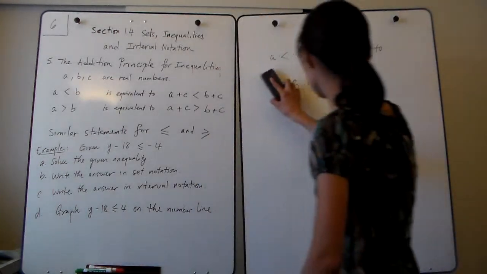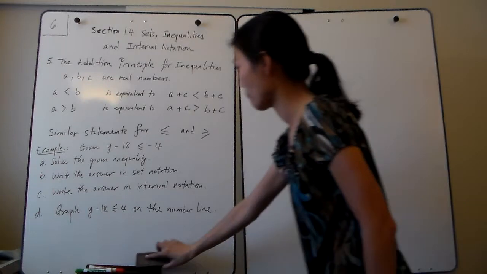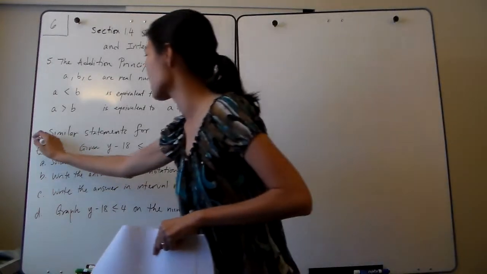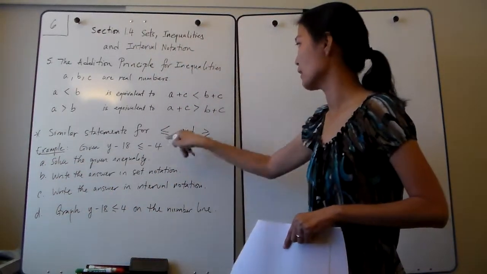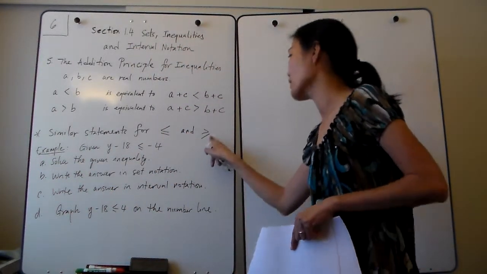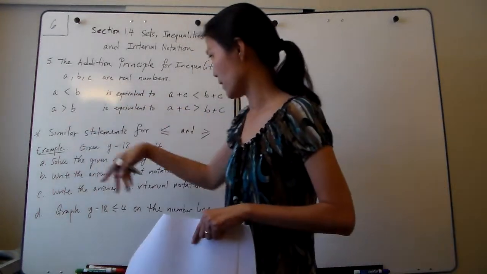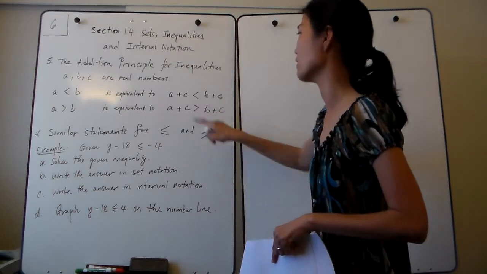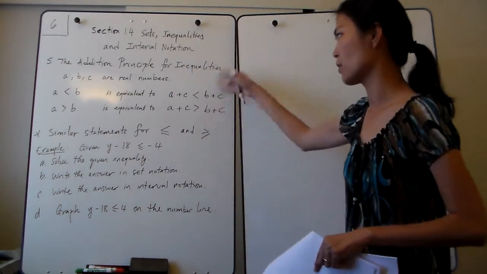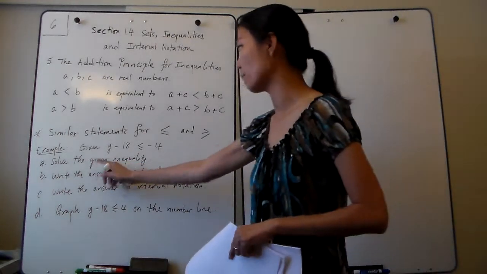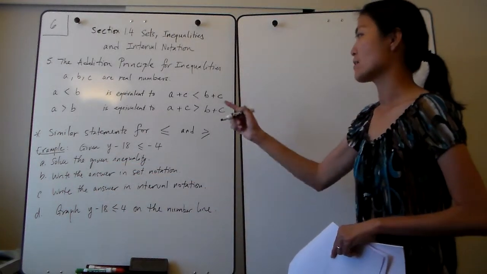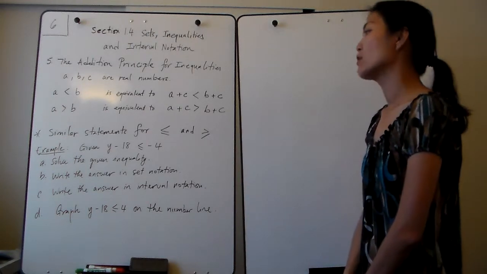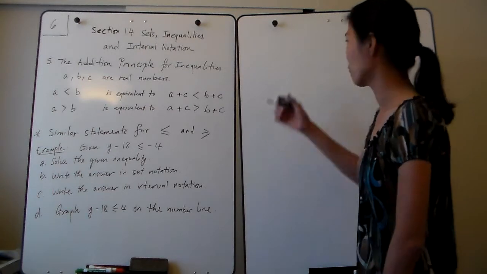So let's start with an example. And don't forget that for this definition, the less than or equal to and greater than or equal to apply in this case as well. Okay, it can be less than or equal to right here or greater than or equal to right here. It works the same way. Here is the example. Given y minus 18 less than or equal to negative 4 inequality. First, we need to solve the given inequality. So part A.